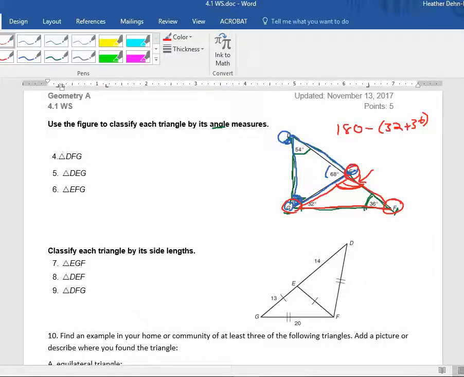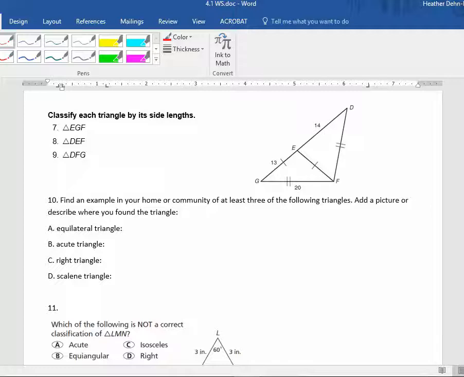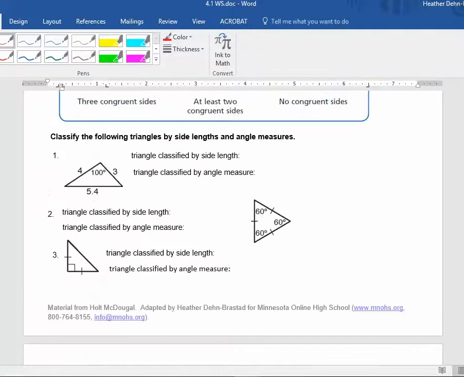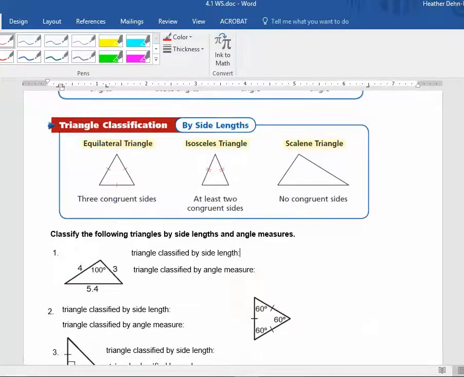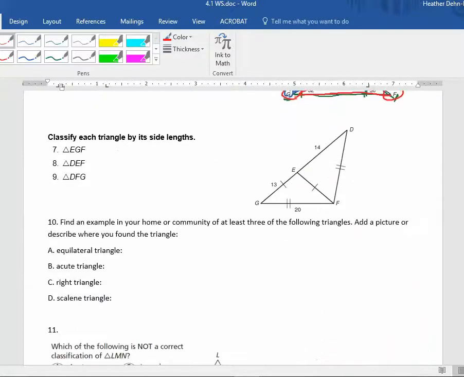Okay, in the next section, you're going to classify by side lengths. So side lengths are going to be either equilateral, isosceles, or scalene. And you, again, have to be very careful that you are finding the answer for the correct triangle. So EGF, here's EGF, is this triangle down here.